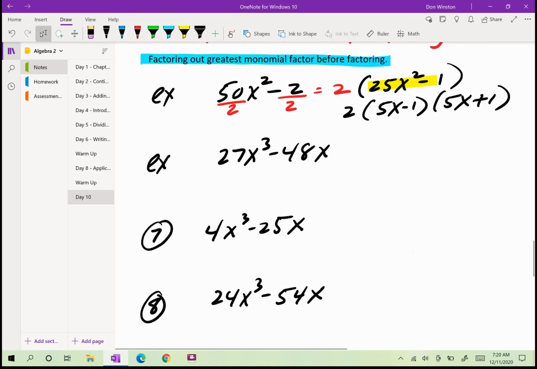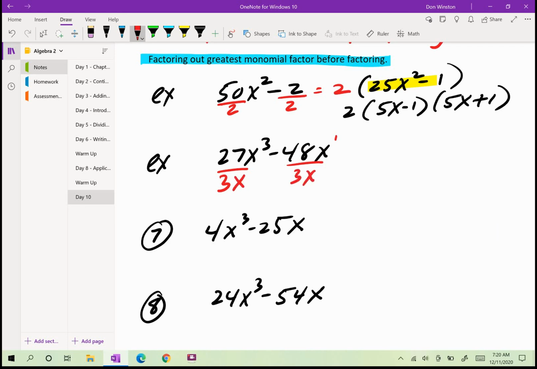As another example, I have 50x cubed minus 48x. Again, I'm looking for the greatest monomial factor. The largest number I can divide evenly into 27 and 48 would be 3. And the greatest monomial factor for x cubed and x, remember, is always the variable with the smallest exponent, so that would be 3x.